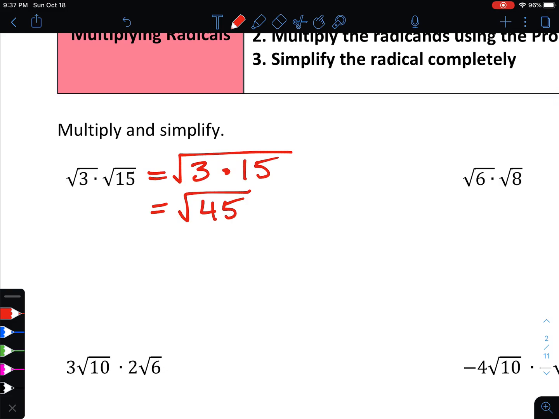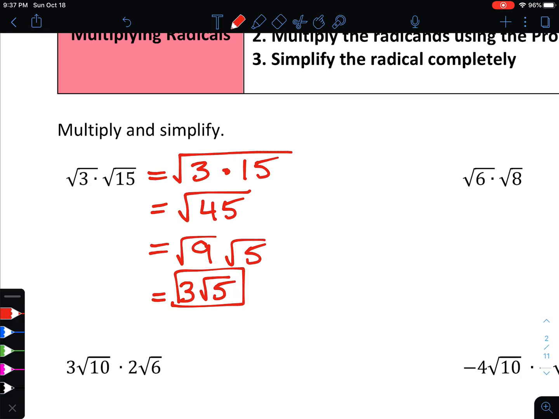Once we've done that, it's now time to simplify. So we're going to look for a perfect square that we can divide 45 by and write it with that number as well as the number you get when you divide. The number that's going to work, 45, is divisible by 9. So we will rewrite it as the square root of 9 multiplied by the square root of 5. And then we can simplify the square root of 9 to be 3. The square root of 5 we'll leave alone. So then our final answer is 3 square root of 5.